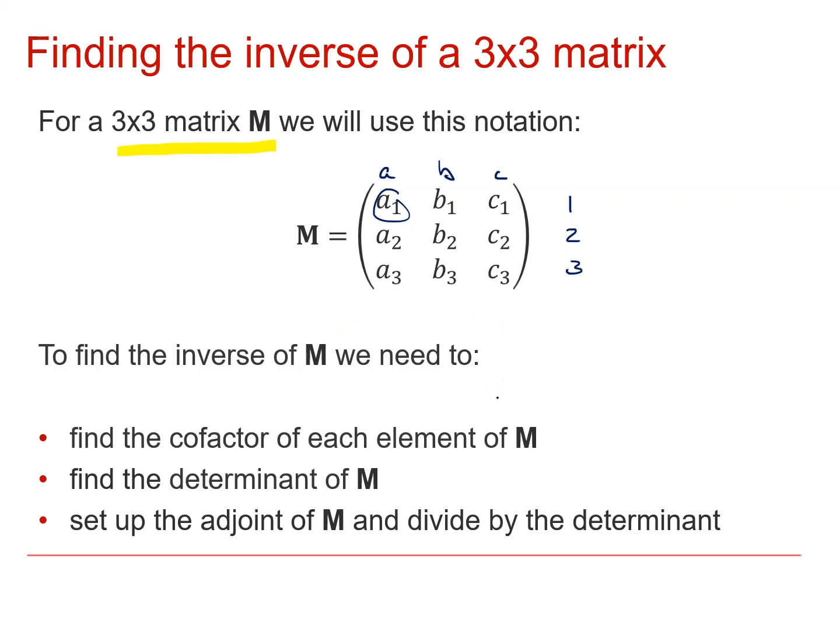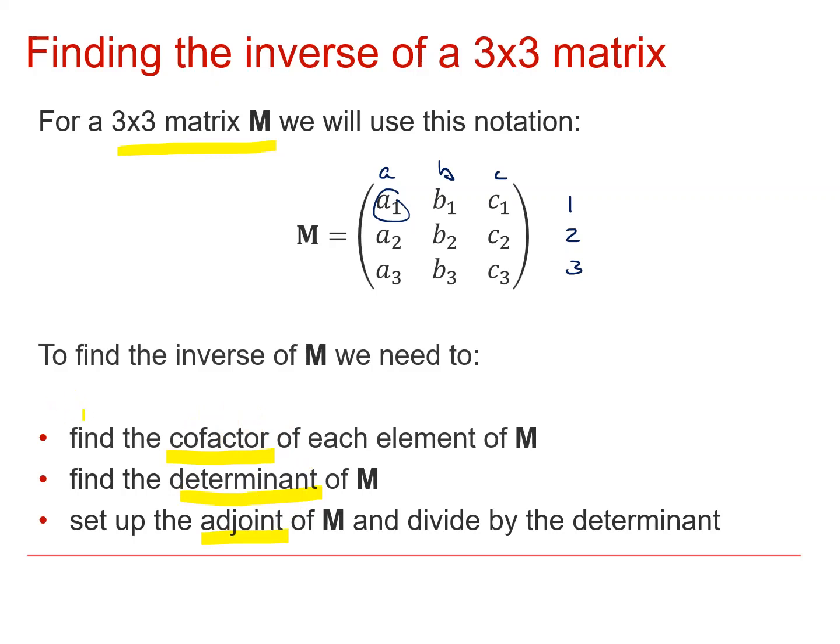Finding the inverse of M is 3 stages now. The first thing we need to do is to find the cofactor for each element. The next thing we need to do is to find the determinant of the original matrix M. And finally, we set up the adjoint of M and divide by the determinant. Some of these terms may be unfamiliar to you, and we're going to concentrate on cofactors for the remainder of this video and look at the other two in subsequent videos.